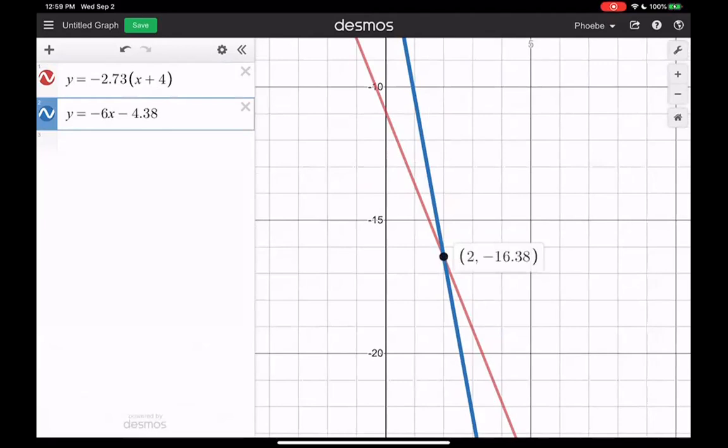is the point where those two graphs cross. And notice they cross when x equals 2 and y equals negative 16.38. And does that match up to our solution? We did have m equals 2 for that one, right?